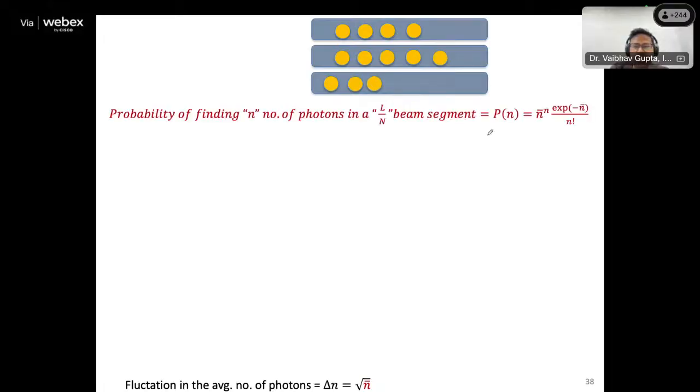Now you can write down the formula for this, which is the probability of finding n number of photons. So the probability of finding 0 photons, or 1, or 2 photons, is dependent on this formula because it follows Poissonian statistics. And n is 0, 1, 2, 3.